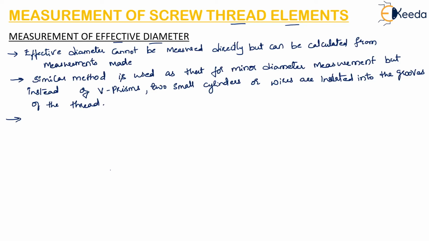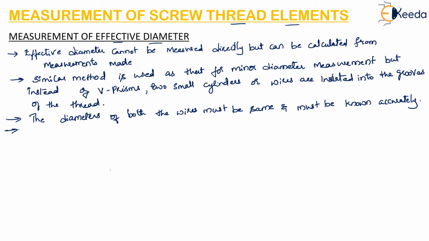If we are using wires, the diameter of the wires must be accurately known, and when we are using two wires, the diameters of both wires must be the same. The diameter of the wires must be within the permissible limits, within a range which will permit the wire to contact the straight flanks of the thread as well as to protrude above the crest.